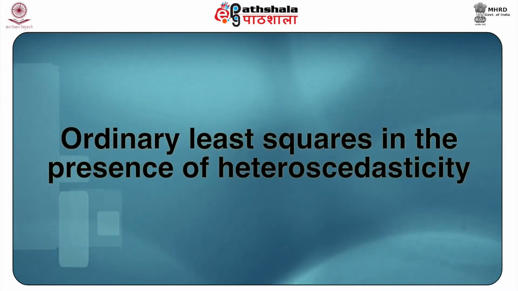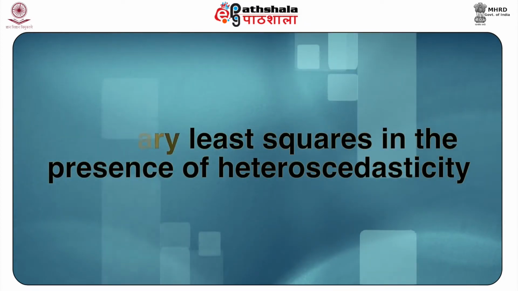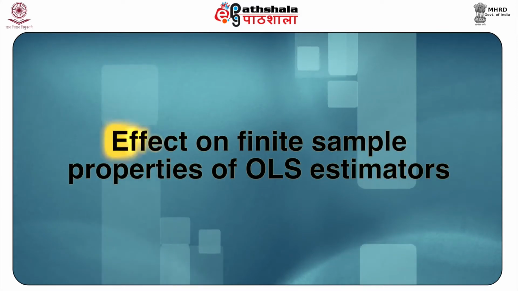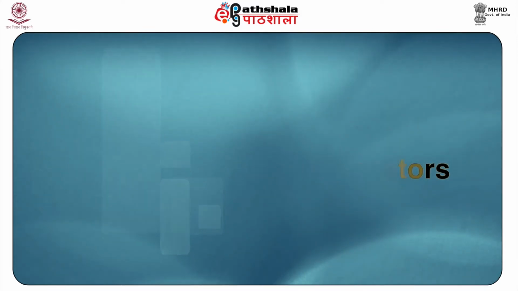Now let us try to understand ordinary least squares in the presence of heteroscedasticity. If the error terms in a k-variable regression model are heteroscedastic and ordinary least squares is still used as the estimation procedure, then there are serious consequences for estimation, interpretation, and statistical inference. Consequences of ignoring heteroscedasticity are discussed now. Look at the effect on finite sample properties of OLS estimators first.